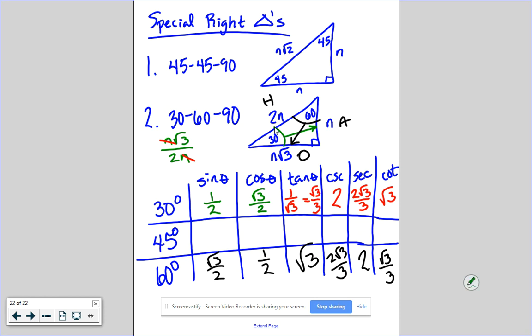So we have one left, 45. So now we're going to go back to the top triangle. Now with the 45, 45, 90, does it really matter which angle you use as your reference angle? Because they're the same, right? As long as you don't use 90, it doesn't matter. So we're going to call that opposite, that adjacent, that hypotenuse. So sine is n over n square root 2. So this becomes 1 over square root 2. But again, I can't leave a radical on the bottom. So square root 2 over 2.